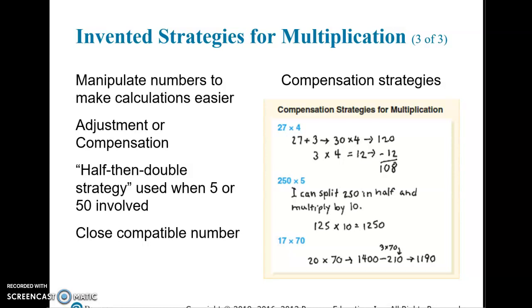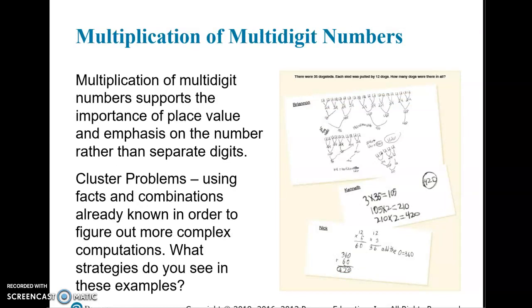Another one is the half then double strategy, in which one factor is cut in half and the other factor is doubled. Split 250 in half and multiply it by 10. So instead of 250 times 5, you have 125 times 10 to get 1,250. As students move from single-digit to 2-digit factors, there is value in exposing them to products involving multiples of tens and hundreds.